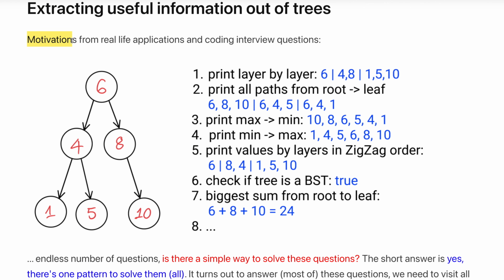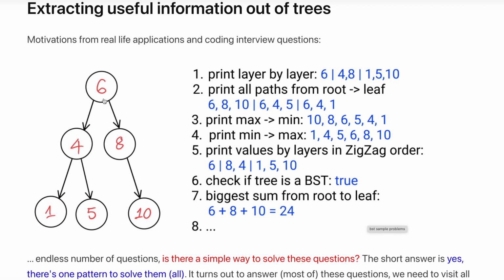First, let's talk about motivation in real-life applications and also from coding interview questions. You can see that we have a binary search tree in this picture. It's the same tree that we have from the previous tutorial. Now if we take a step back and look at the tree in a very general way, the tree does not only store data in its nodes, but the nodes themselves have relationships to each other. For example, 6 is the parent of 4 and 8. And 4 is a child of 6. 4 is also a parent of 1 and 5.